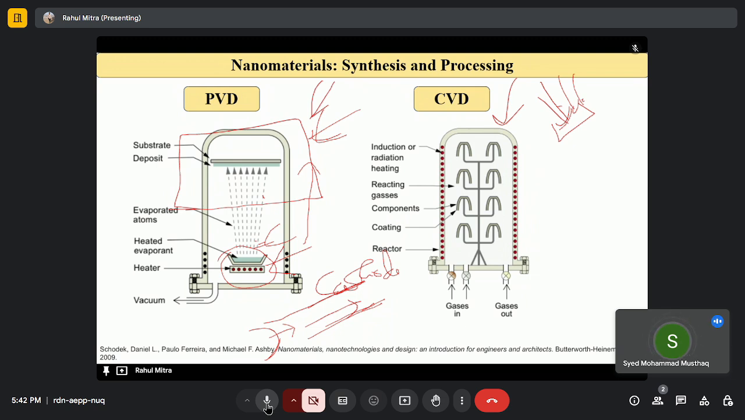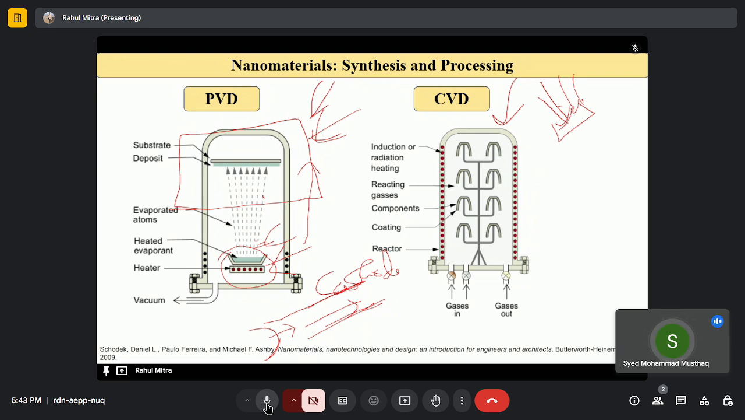Like for example, if we want to deposit SiO2, silica, what we do, we have Si and we have oxygen, we try to react it, and then we form SiO2, which gets deposited. I'm just using a normal example, this process is not actually used, but I'm just giving an example. We have two different reactants, and these reactants react to form a product, and this product will be deposited on the surface.